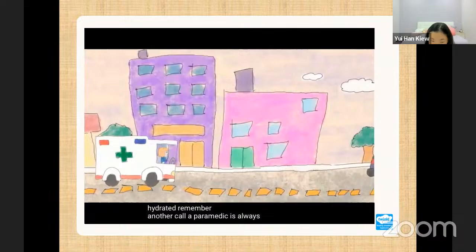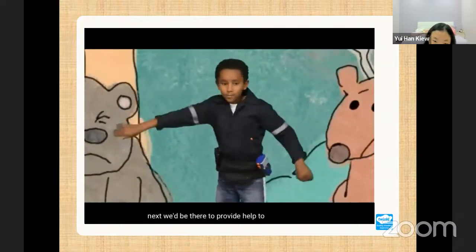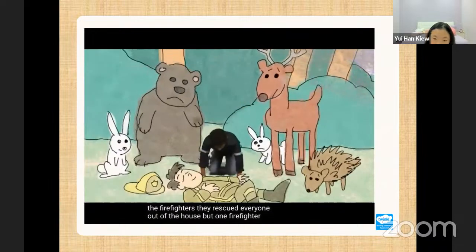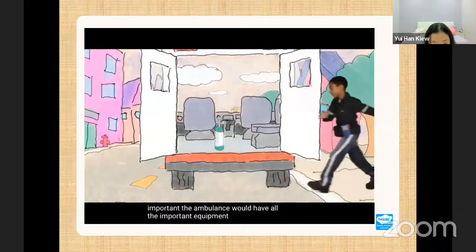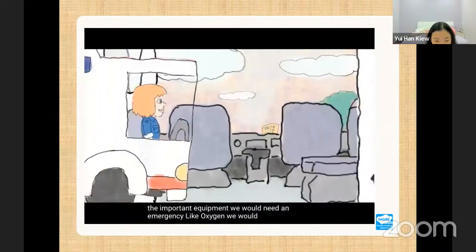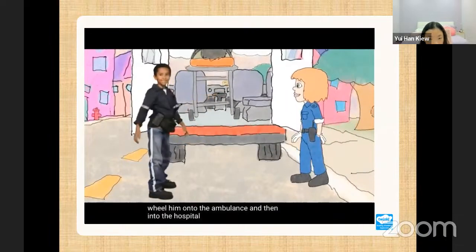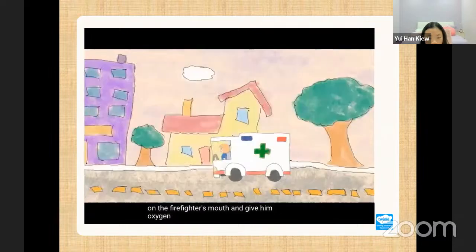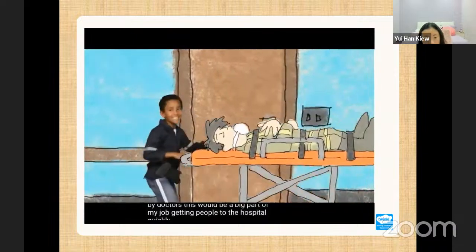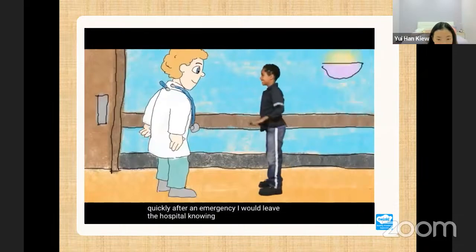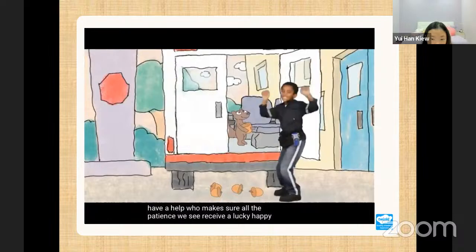Another call! A paramedic is always busy. You never know what emergency will happen next. We'd be there to provide help to the firefighters. They rescued everyone out of the house, but one firefighter needs oxygen. We breathe oxygen, so it's really important. The ambulance would have all the important equipment we would need in an emergency, like oxygen. We would help the firefighter onto a stretcher, the hospital bed on wheels, so that we could wheel him onto the ambulance and then into the hospital. I would place a mask on the firefighter's mouth and give him oxygen. We would race him to the hospital so his lungs could be checked by doctors. This would be a big part of my job, getting people to the hospital quickly after an emergency. I would leave the hospital knowing I'd got my patient to the hospital as fast as I could. And I have a helper who makes sure all the patients we see receive a lucky, happy acorn.